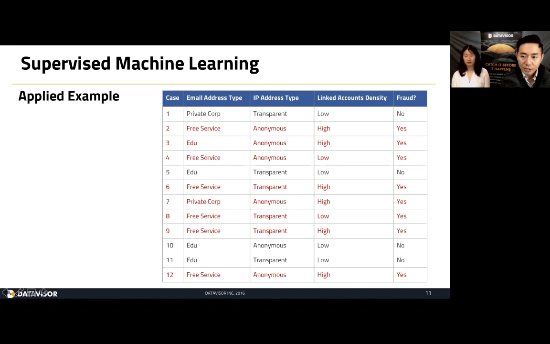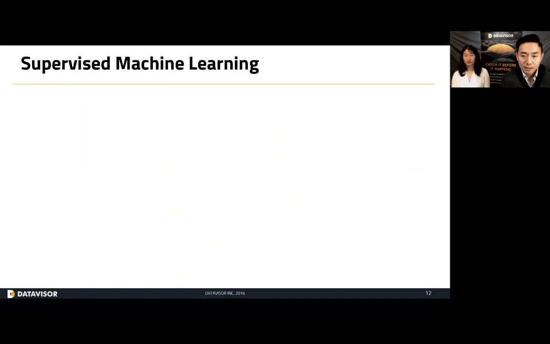And the question is, a new set of data comes in, let's say case number 13, and this email is a corporate email, the IP address is transparent, and the linked accounts density is high. So the question is, is the transaction fraudulent or not? There are numerous algorithms for supervised machine learning, and one modeling approach is a decision tree. And I'll use it to go over the previous data that we saw.